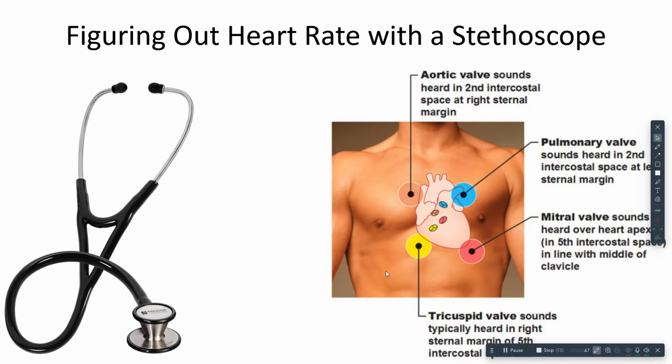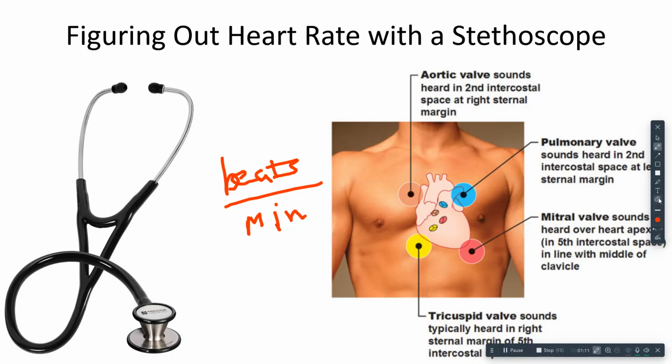Now for heart rate, of course, you can use a stethoscope. You can position the stethoscope to listen to that heartbeat. And obviously, you can count how many times you hear that heartbeat, and you can come up with an answer of beats per minute. So you can figure out your heart rate in beats per minute.